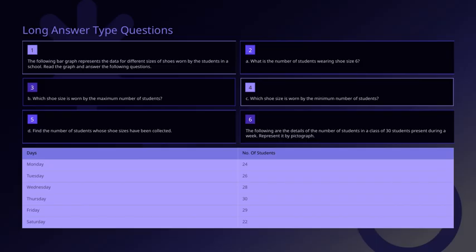Finally, the last part of the slide shows data about the number of students in a class of 30 over a week. This data is represented through a pictograph. Visual representations like this make it easier to quickly grasp the attendance patterns across different days. Overall, these data points, whether about weekly attendance, shoe sizes, or visual representations, are all about understanding patterns and making informed observations. They help us see how data can tell us stories about student habits and preferences, which is an essential skill in analyzing information effectively.